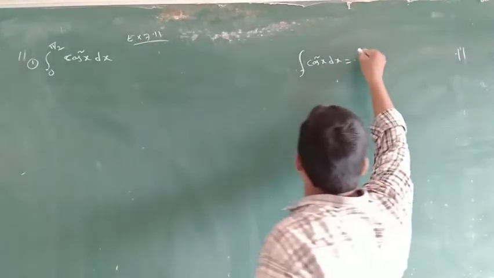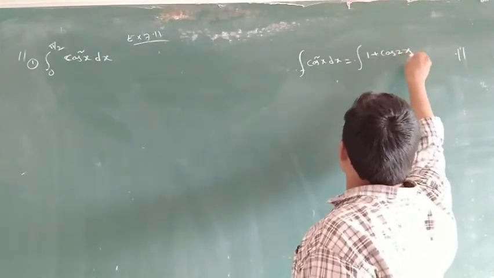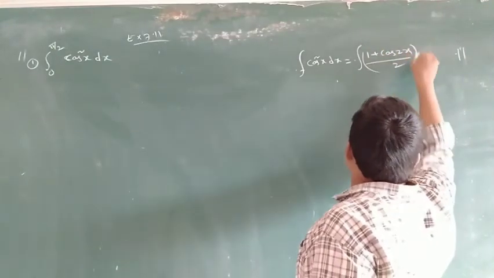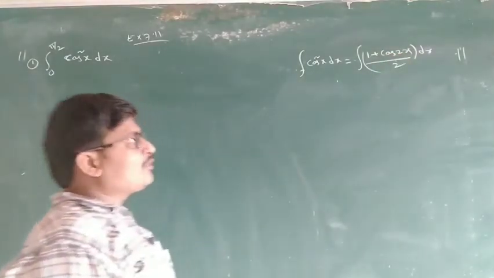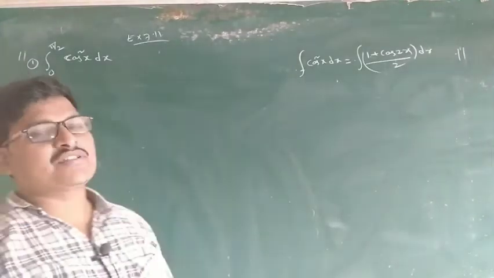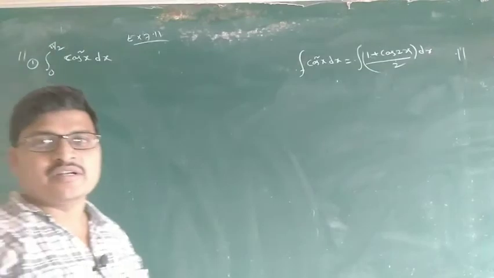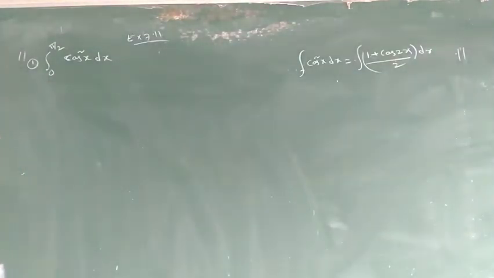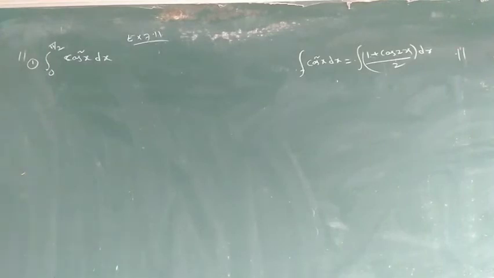Integral cos square x is equal to what? Integral of (1 plus cos 2x) by 2 dx, which is 1 by 2 into x plus sin 2x by 2. This is the procedure of indefinite integration. In definite integration, by using the properties, the procedure is different but the answer is the same. This is the easiest procedure.